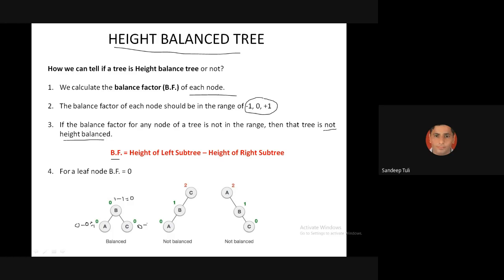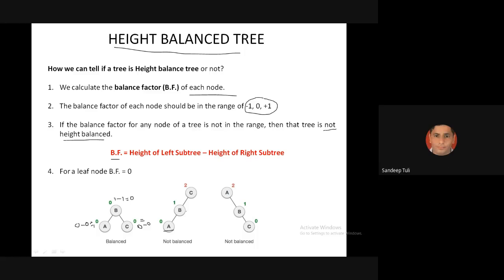Similarly for C it will be 0. Okay, now come on to the second example. C is the root node, B is the second-level left child, and A is the third-level left child. So now what is the balance factor of A? 0, because it is a leaf node.